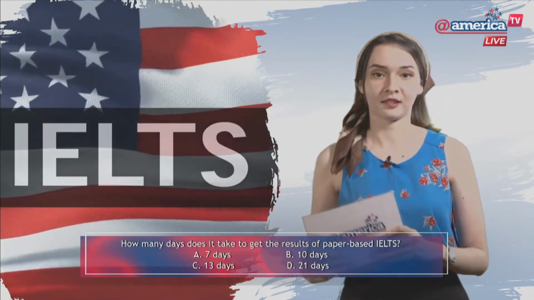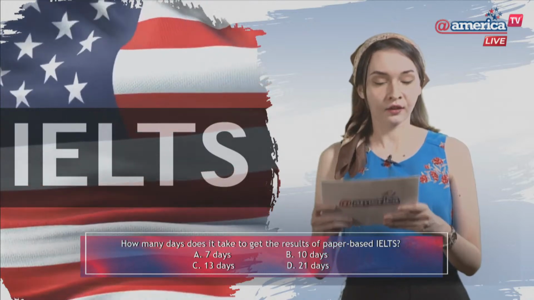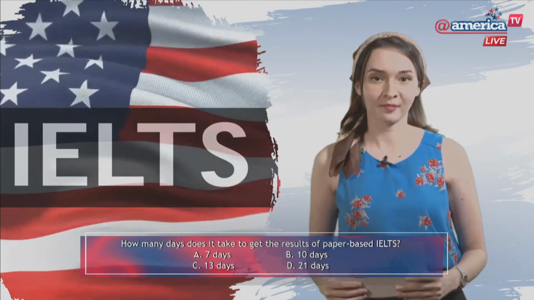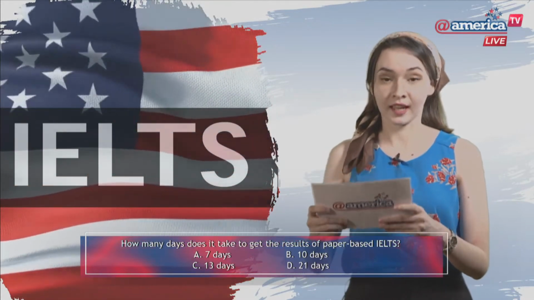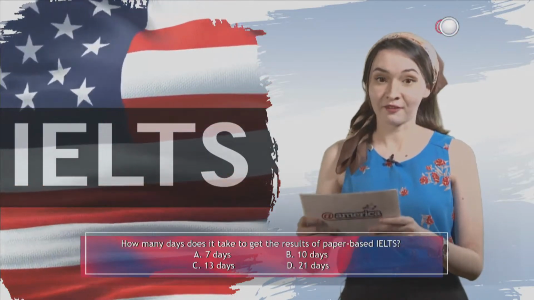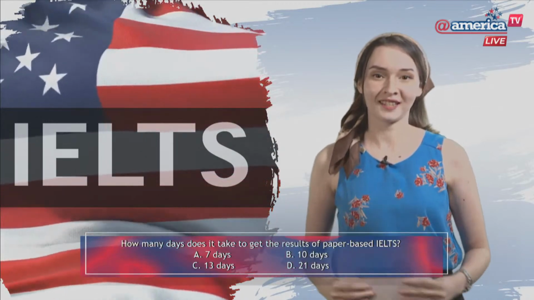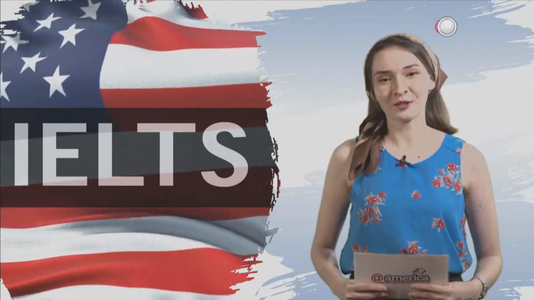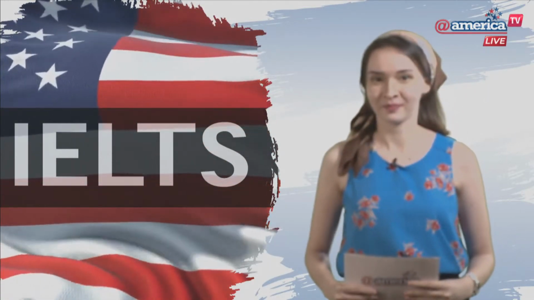The question is, how many days does it take to get the results of paper-based IELTS? A, 7 days, B, 10 days, C, 13 days, or D, 21 days. I will repeat the question one more time. Listen carefully. How many days does it take to get the results of paper-based IELTS? A, 7 days, B, 10 days, C, 13 days, or D, 21 days. You can participate in this quiz through our social media comment section, and stay tuned till the end of this program to find out if you got the answers right.